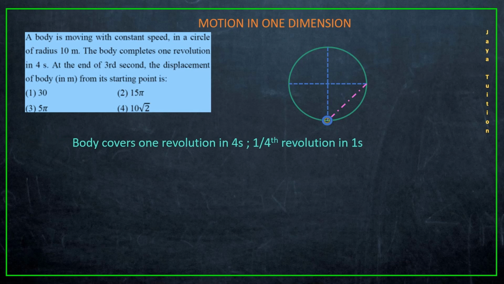Therefore, the body covers a distance, or displacement s, equal to square root of 2r square. r is given as equal to 10 meters. So substituting the values, we get the value of displacement s to be equal to 10 root 2 meters.